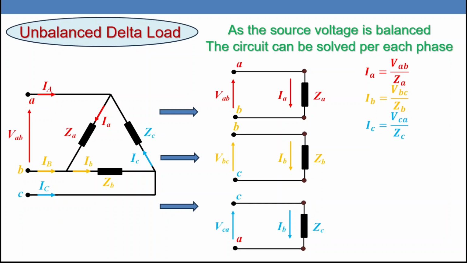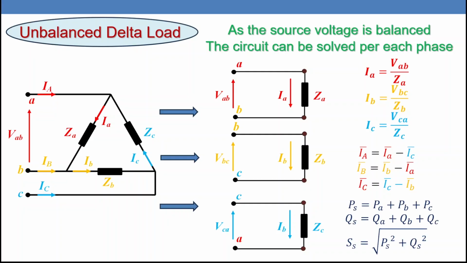Here the phase voltage equals the line voltage for delta, but if the source is star connected, then this is the line voltage of the star connection. For the line currents, capital IA equals IA minus IC, capital IB equals IB minus IA, and capital IC equals IC minus IB.